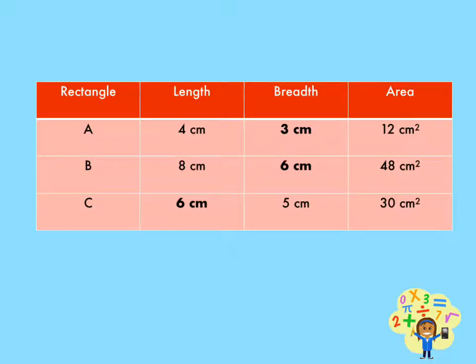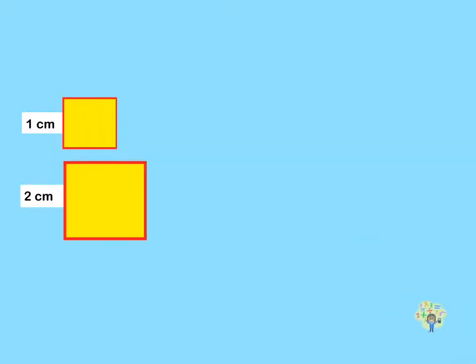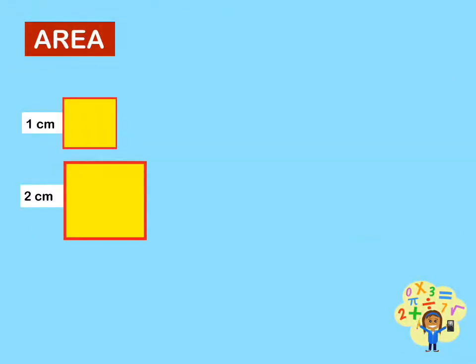The area of the rectangle is 42 square centimeters. We found it by adding all 4 sides together. How about if we are to find the area of a given square?